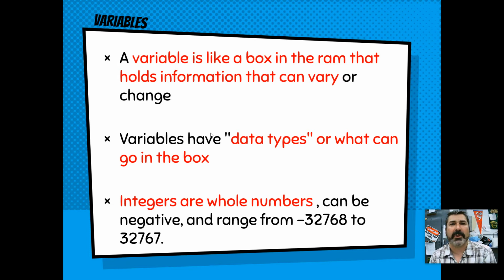Okay, now write this down in your notes. A variable is like a box in RAM. Variables have data types of what can go in the box. Integers are whole numbers. Okay, write that down in your notes. Remember, you're alternating each project, 1A, 1B, 1C, who's taking the notes. So write down the name of the person who's taking the notes.